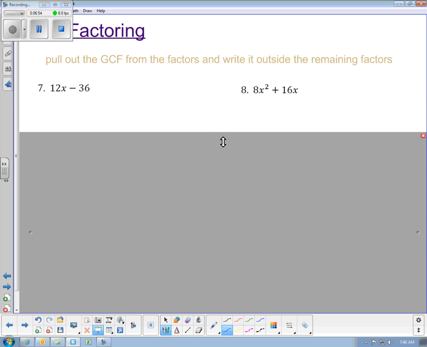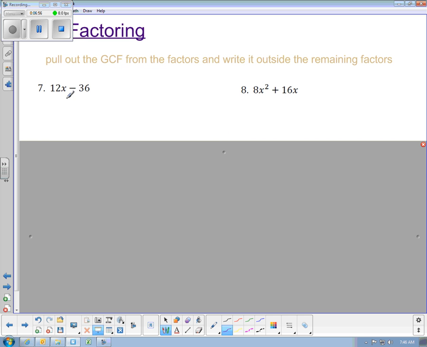All right, so if I look at number 7, I want to pull the GCF out of 12x minus 36, so I need to look at what's in common between both of those. Now, I could take out a 2. Both numbers are divisible by 2. I could probably even take out a 4. Both numbers are divisible by 4. But I want the greatest common factor. So the greatest common factor between 12x and 36 is going to be 6. So I can take a 6 out of those.